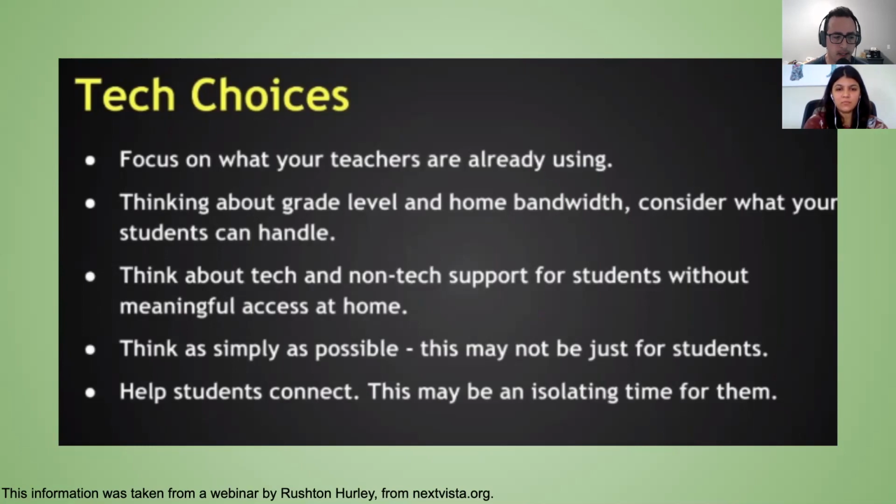Think of it as, how can I help connect to my students? How can I connect to them during this time? That should be at the forefront of our decisions right now.